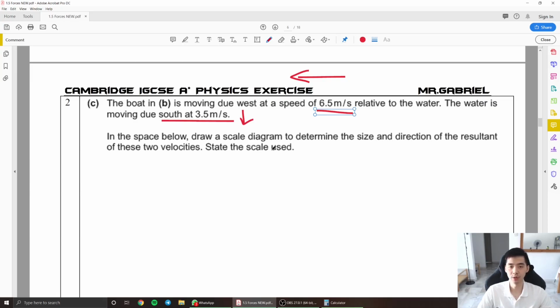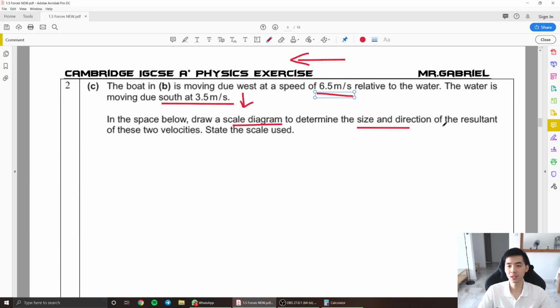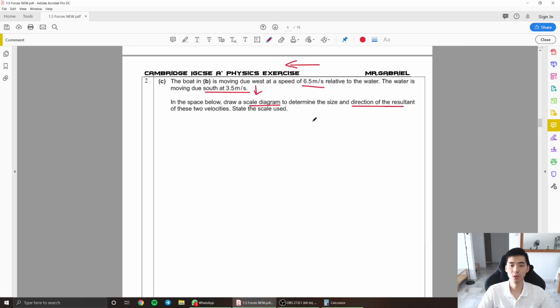In the space below, draw a scale diagram to determine the size and also the direction of the resultant velocity of these two velocities. State the scale used. Now, first and foremost, when we deal with these kind of questions, I always like to do a mini-map diagram, right? If they say that there's one force acting on the left and one force acting towards the right, I'll have something like this. I'll have one force here and another force here. And I know for a fact that my resultant force should be in this specific direction, which then leads me to forming the triangle method, which would end up something like this, right? The triangle is going to look something like this.